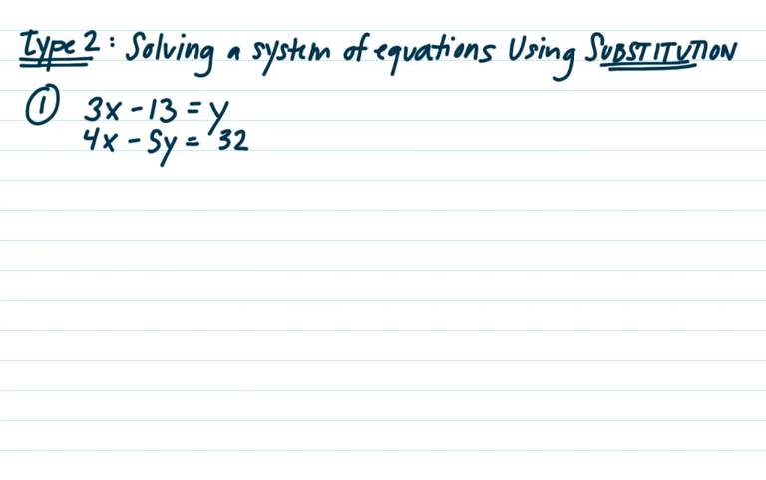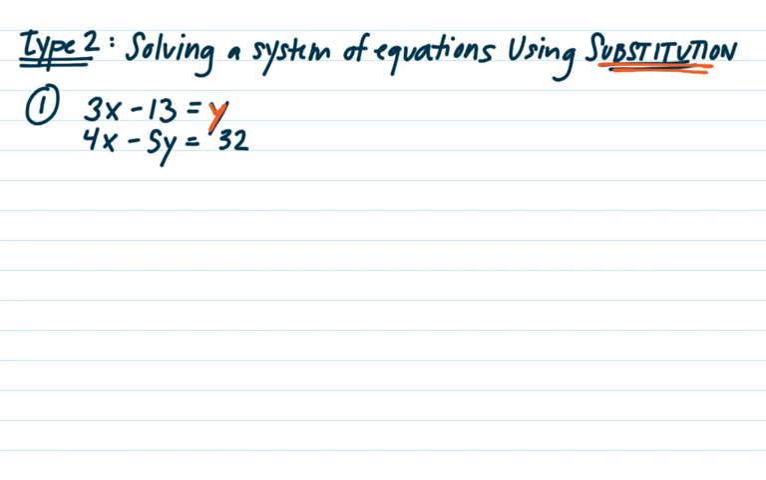Now, of course, it gets a little harder than that. You don't always have y equals in a system. So I'm going to show you another type of system of equations where the best way to solve it is by what's called substitution. So in this case, look at my example. We have 3x minus 13 equals y. Let me just make a little orange y there. And then 4x minus 5y is 32.